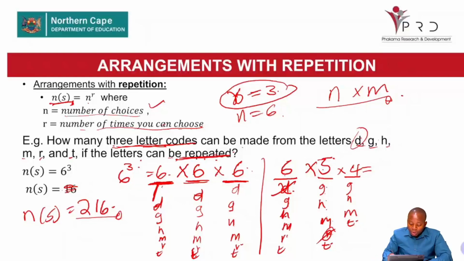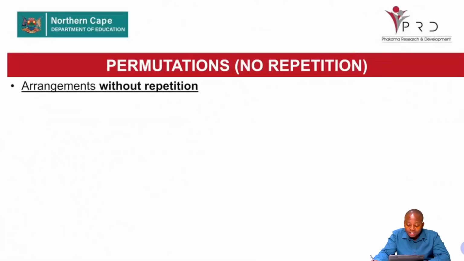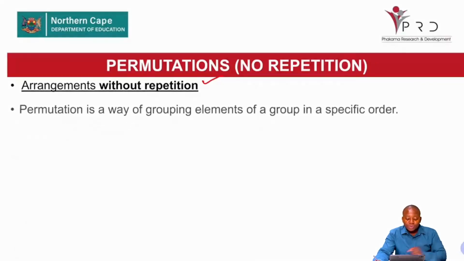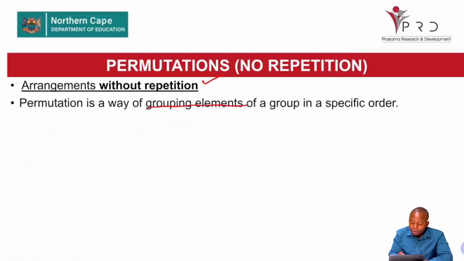Now, what we do, we proceed. Let's talk about permutations. With permutations, we're saying, let's look at arrangements where there is no repetition. What happens when there's no repetition? But remember, we must define a permutation. A permutation is a way of grouping elements in a specific order. So it's grouping of elements in a certain order.